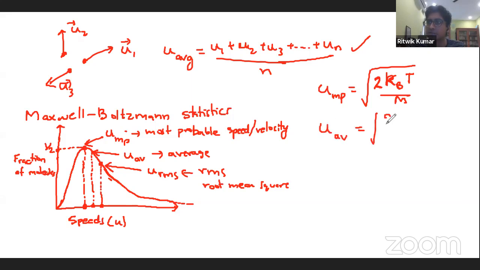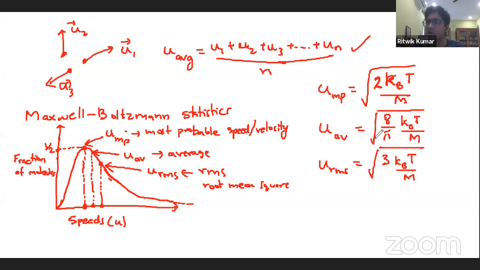The average speed is the square root of 8 by pi k_B T by m. And the RMS speed is equal to the square root of 3 k_B T by m. As you can see, square root of 2 is less than square root of 8 by pi, which comes out to be a little more than 2. And then square root of 3 is obviously higher. You have to remember these quantities to calculate certain other things, so these three formulas are important.